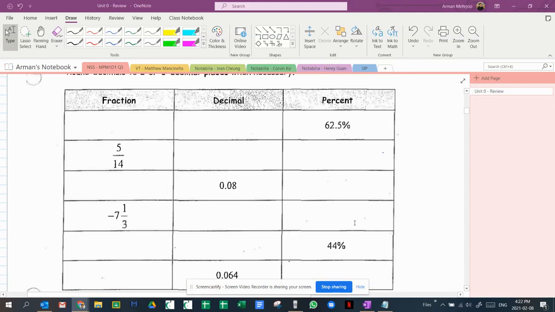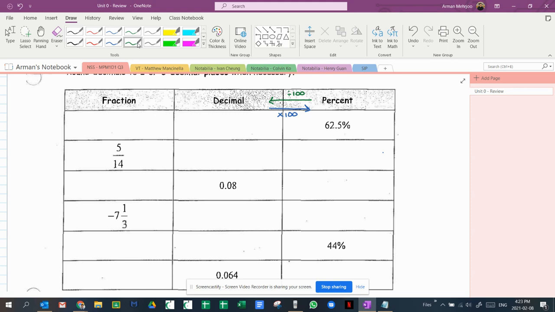All right, let's tackle this next problem. They give me a percent. They want me to come up with decimals and fractions as well. So one thing you have to remember is if you want to go from percent to decimal, divide by 100. If you want to go the opposite way, from decimal to percent, multiply by 100.